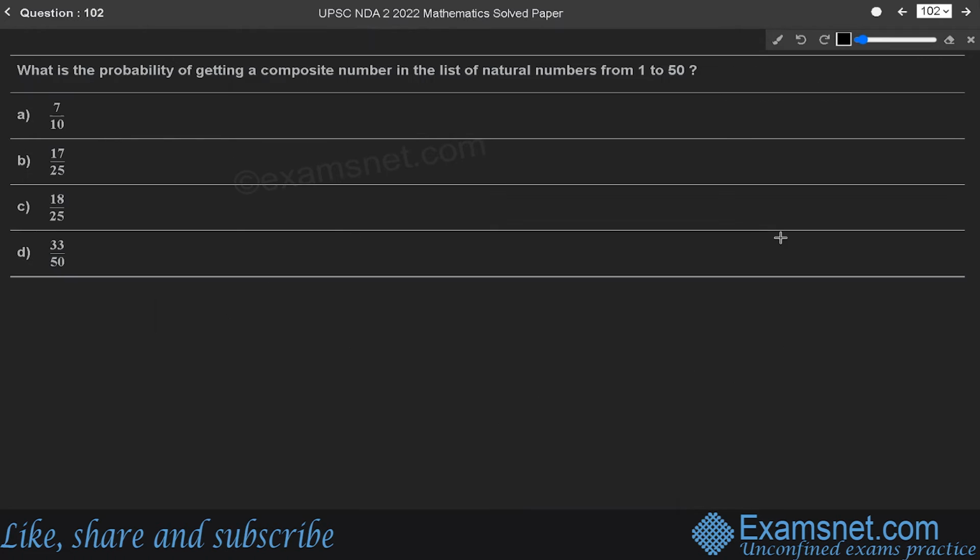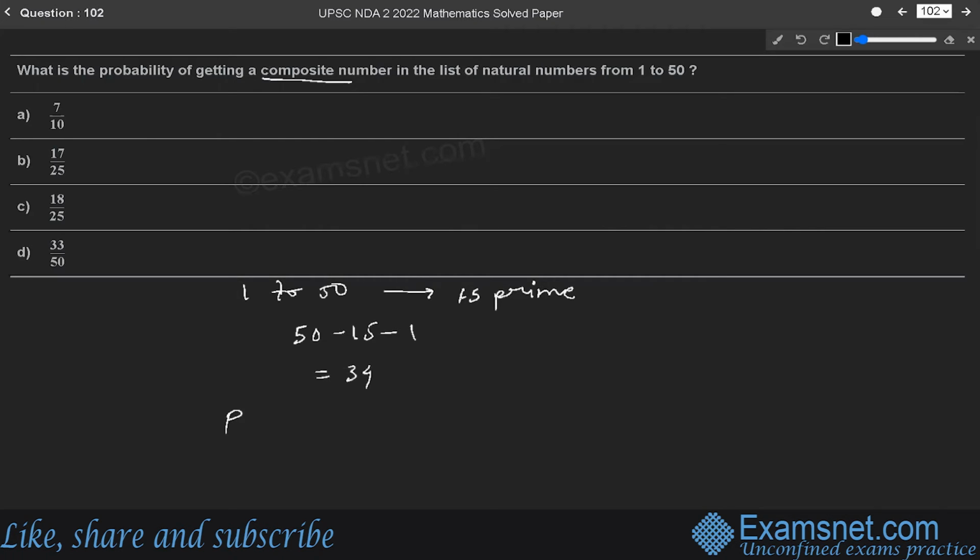Next question is, what is the probability of getting a composite number in the list of natural numbers from 1 to 50? From 1 to 50, there are total 15 prime numbers, and composite numbers are those which are not prime. So from 50, we will subtract 15 prime numbers. Also, we will subtract one more, because composite numbers are those numbers which are not prime but which have two factors. But one does not have two factors. Therefore, we will subtract one more. So it will be 34.